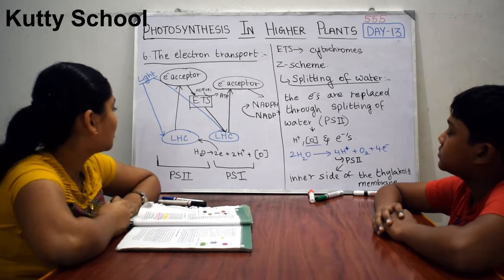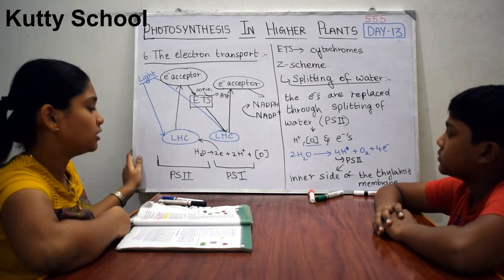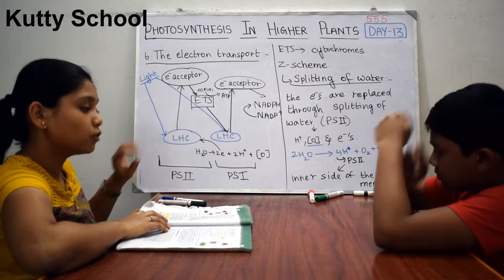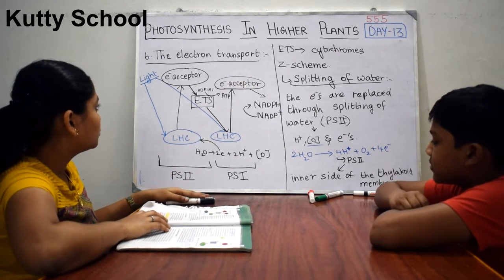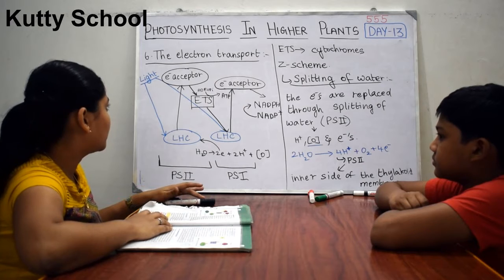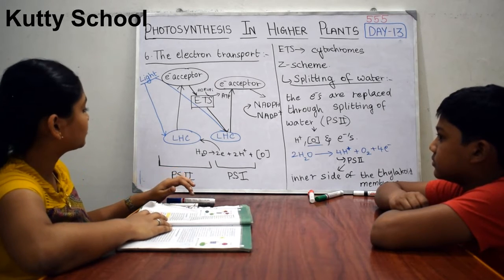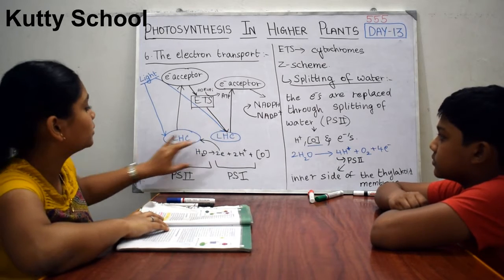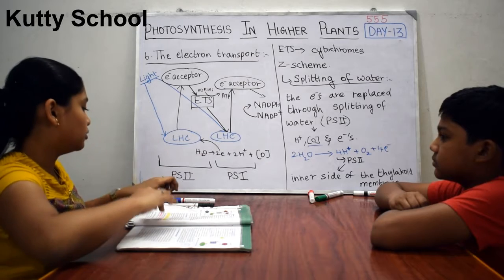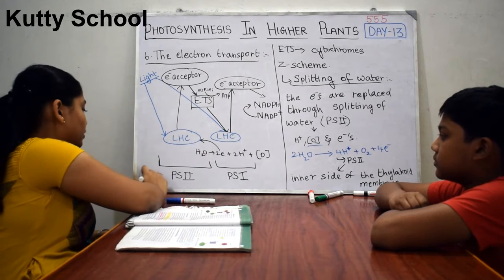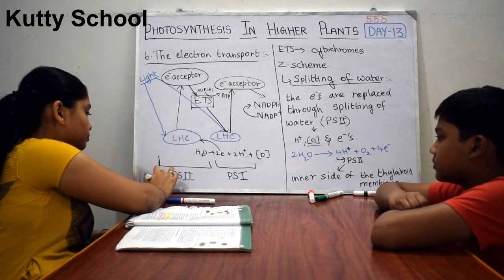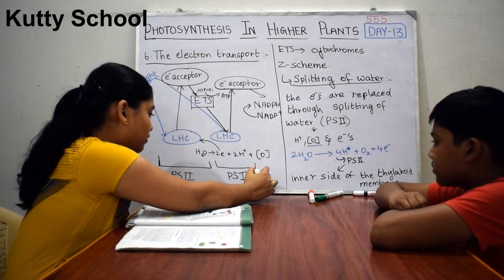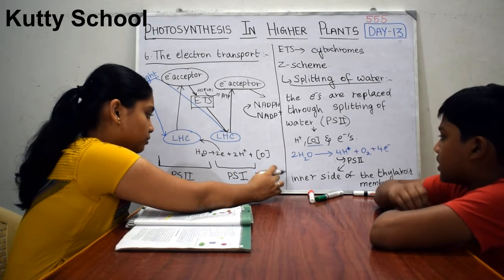Here there are two light harvesting complexes, which we have already seen, and two photosystems, photosystem 1 and photosystem 2. Generally, this is how electron transport occurs. This is a light harvesting complex, and this is another light harvesting complex. This is photosystem 2, which absorbs light of wavelength 680 nanometers, and this is photosystem 1, which absorbs light of about 700 nanometers, as we have already seen.